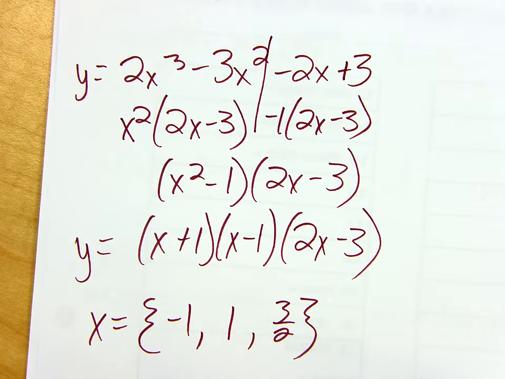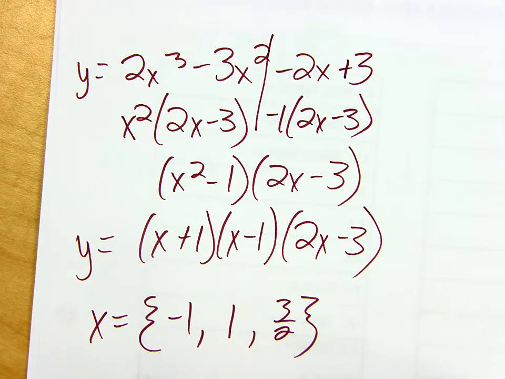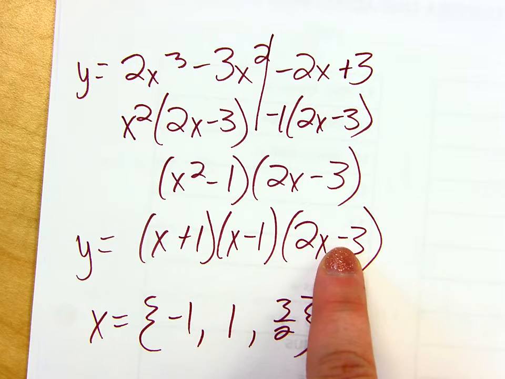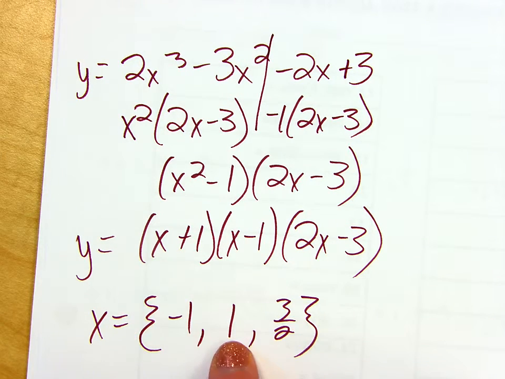Everybody's okay? We're literally going to go backwards now. I'm giving you these zeros, and each one of these zeros came from a factor. Do you see that? This one came from that, this one came from that.